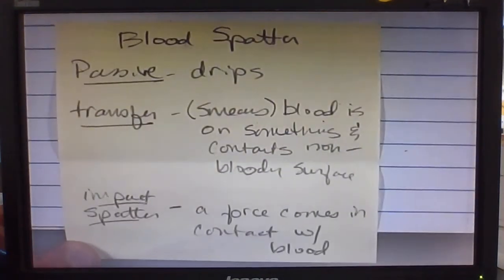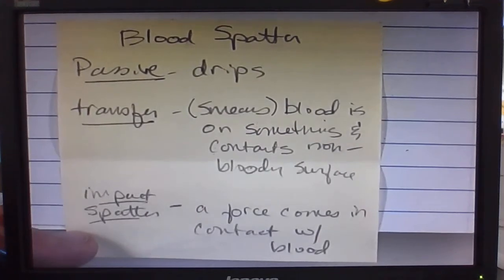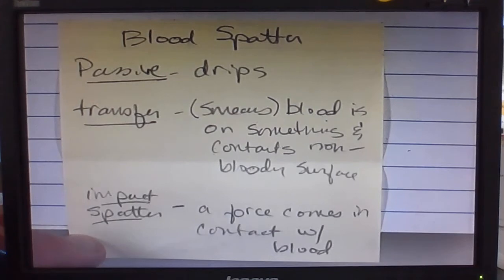Passive blood spatter is when there are just drips of blood. If there is a transfer blood spatter, that's a smear. So there is blood on something, and whatever that item is contacts a non-bloody surface and it smears the blood. Impact spatter is when a force comes in contact with blood and spatters it due to the force.